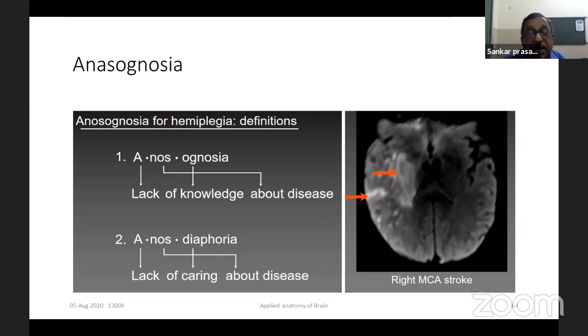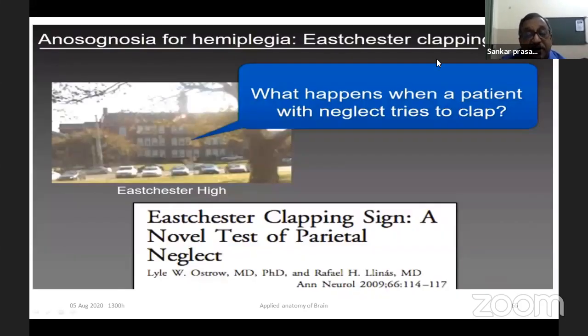Anosognosia means lack of knowledge about the disease, and another term is anosodiaphoria, lack of caring about the disease. He doesn't know what disease is there, so that means he doesn't know that some function in the left hand and left leg is not there. So what happens is when a patient with neglect tries to clap.